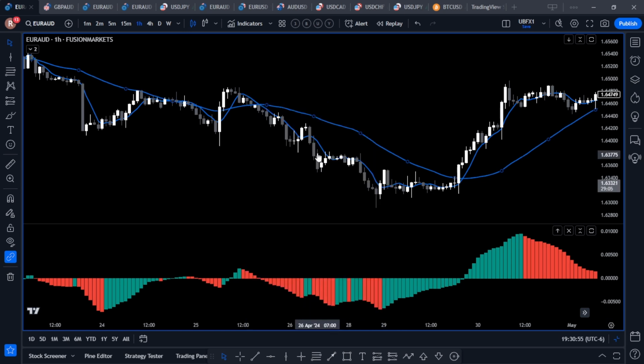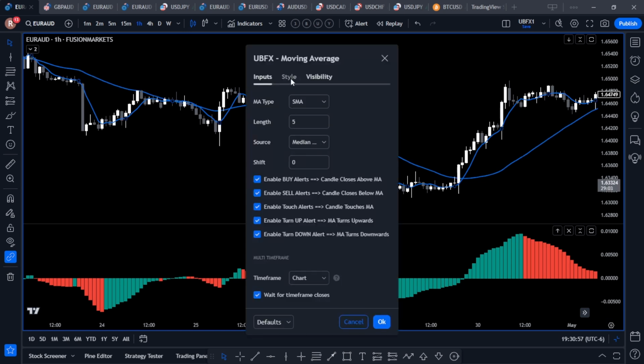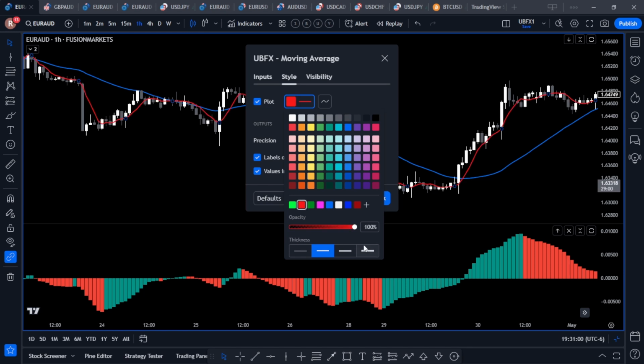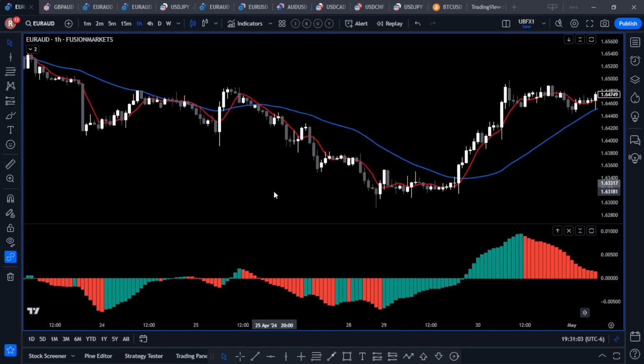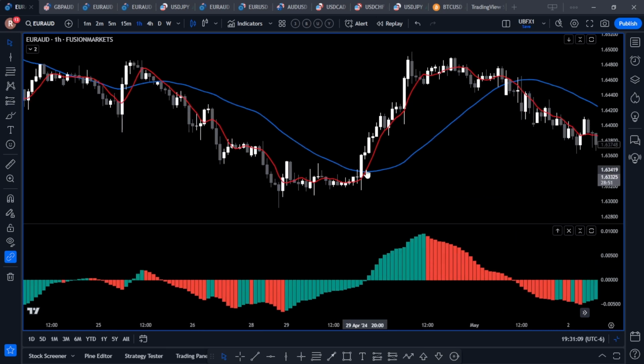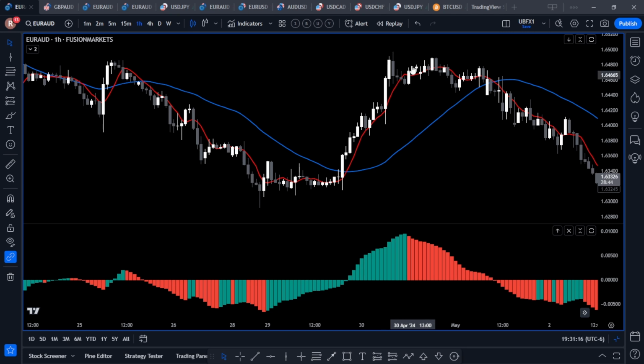And we'll hit OK. So this first one I'm going to make red. Style red. All right, so now we can see this. Now, this is what the Awesome Oscillator looks at. It's looking at these two moving averages. We can see when we get a crossover to the upside, the Awesome Oscillator crosses up. When there's a big gap between the two moving averages, the Awesome Oscillator is very tall.